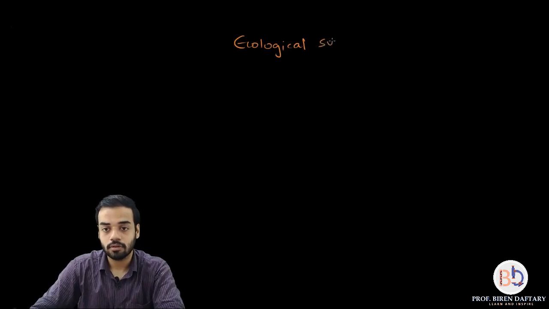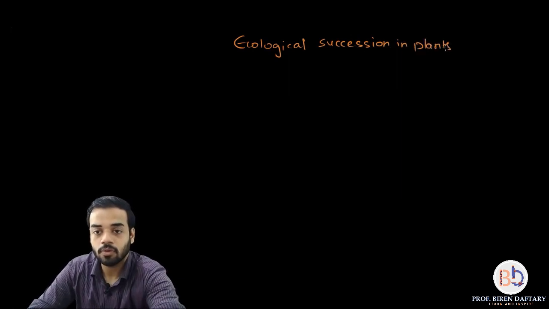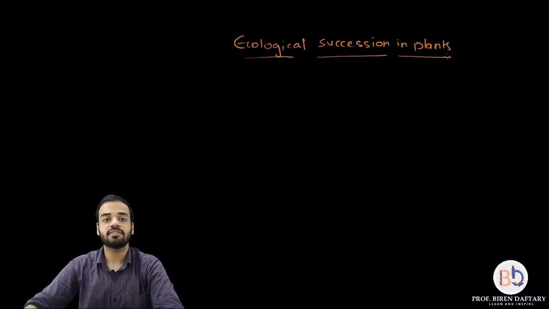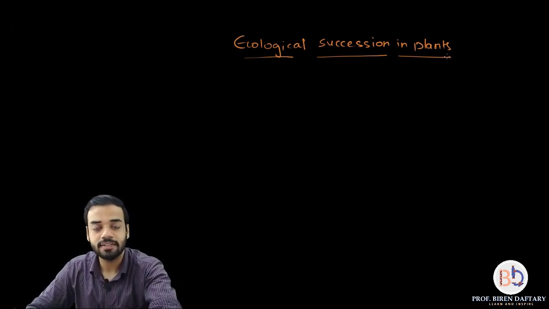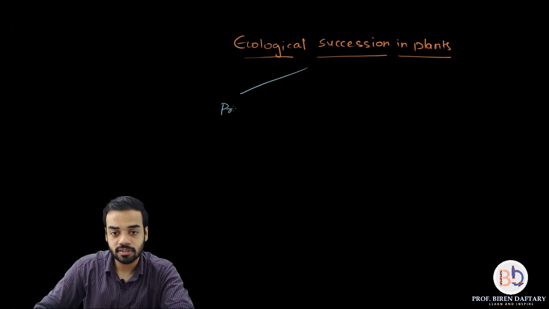Okay, anyway, getting back to the topic, let us start with ecological succession in plants. I'm going to write down the heading over here. Now, just like what we did in the previous lecture, ecological succession in plants is also divided into two types, right? There is primary succession, there is secondary succession. So I'm going to write it down over here. So this is primary succession.